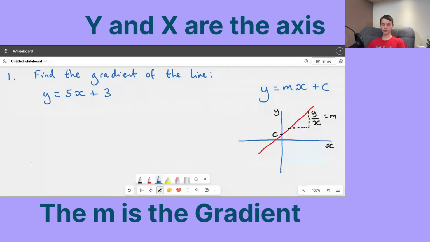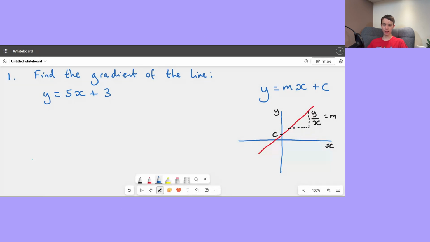To find the gradient of a line, with this one it's quite simple, because if you look at the equation, it's y equals 5x plus 3. Now, m is 5, so 5 is the gradient.